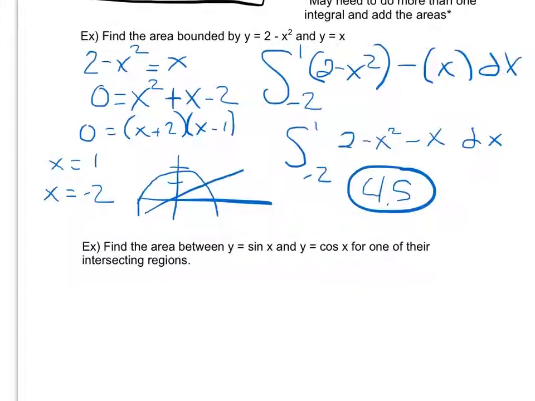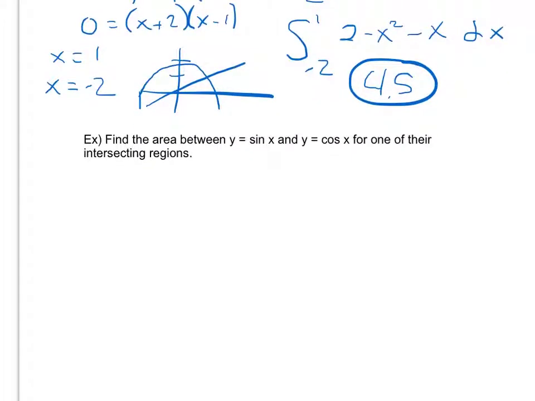Looking at the second example, I'm going to go through the same things. I'm finding the area between y equals sine x and y equals cosine x for one of their intersecting regions. If you think about the sine curve and the cosine curve, they are going to intersect all the time because those are wave functions that go on and on. So where is one place where they intersect? Well, when does sine x equal cosine x? I'm going to need 2 places because I have to have a lower limit and an upper limit.